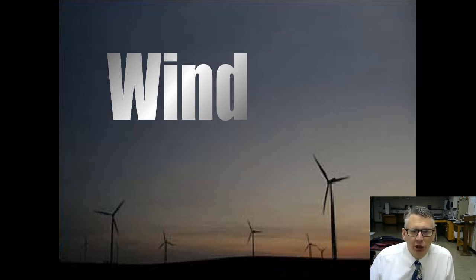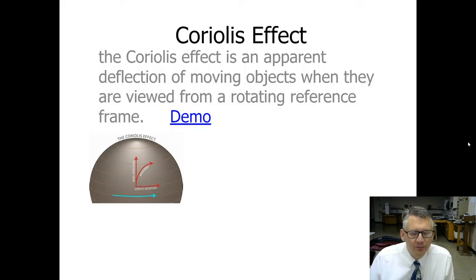Okay, today we're going to talk about winds. And one thing that you need to understand is the Coriolis effect. The Coriolis effect is that as big objects like winds or ocean currents move, the Earth is going to spin out from underneath them. And in the northern hemisphere, it's going to deflect everything to the right.